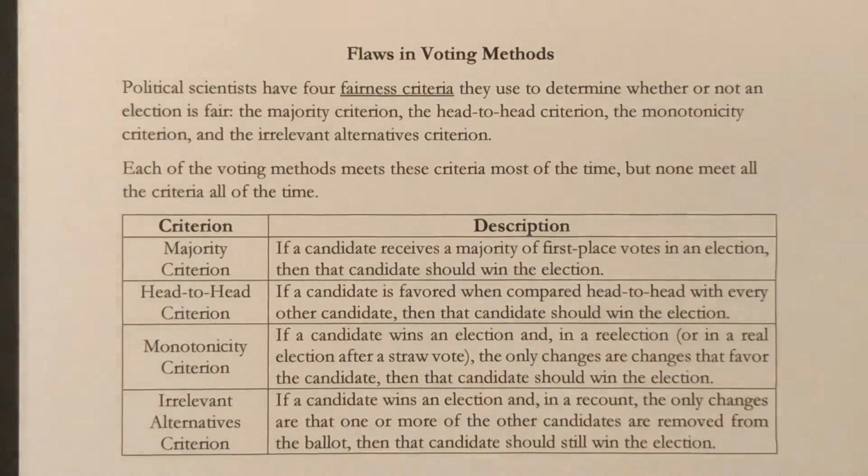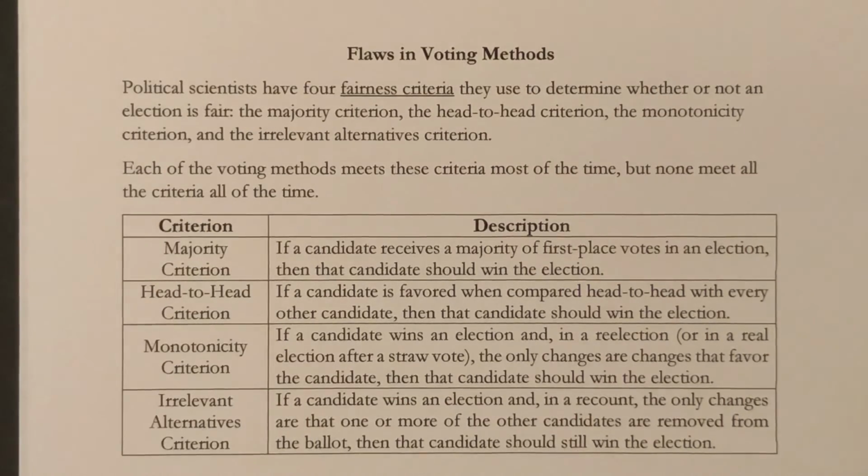The monotonicity criterion. If a candidate wins an election and, in a re-election or in a real election after a straw vote, and a straw vote is just sort of like a fake vote, just to see where things are standing in the beginning. So if a candidate wins the straw vote or the election, and then the only changes between that first election and the second election are in favor of the candidate, then that candidate should win. So if you win the first and then the only changes are more people support you in the second election, then you should still win. But again, this criterion is not always met.